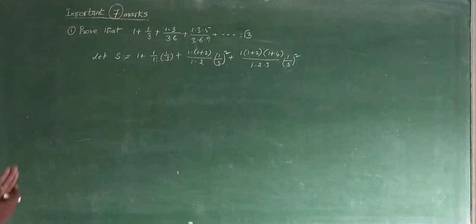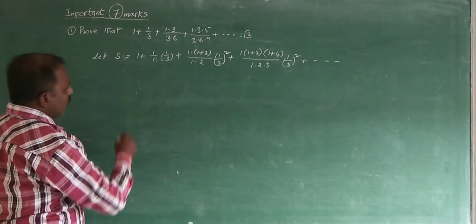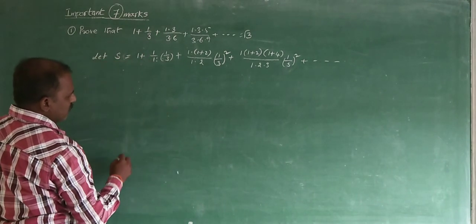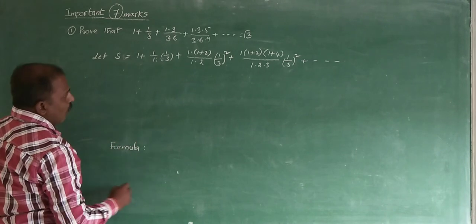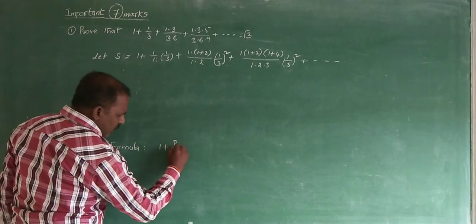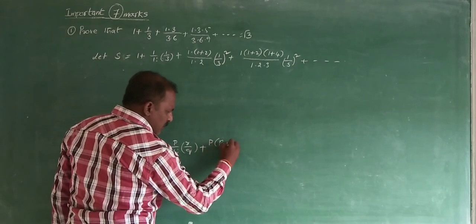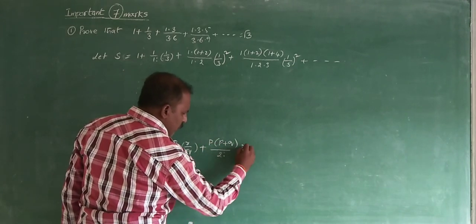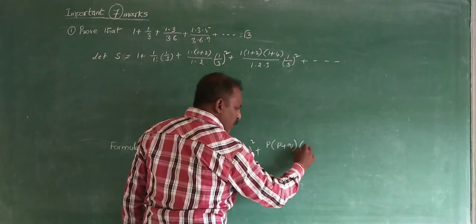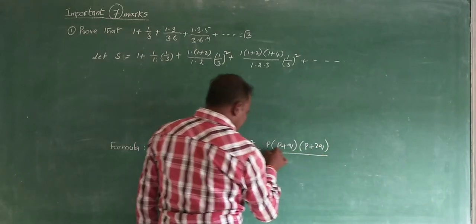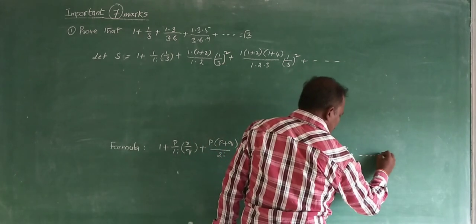Okay, right. You compare with the formula. How can you compare with this? What is the formula? 1 plus p by 1 factorial into x by q, plus p into p plus q by 2 factorial into x by q whole square, plus p into p plus q into p plus 2q by 3 factorial into x by q whole cube, plus, up to infinity is equal to.